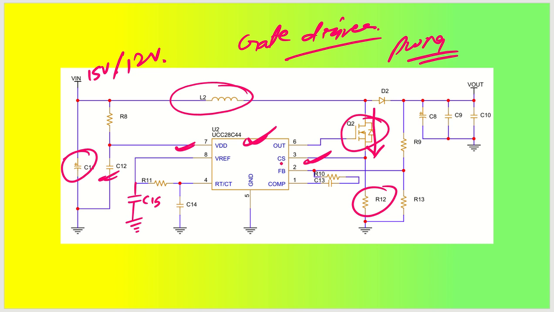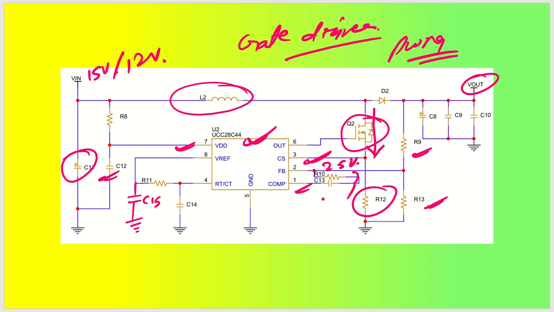For the output regulation, we have feedback resistors R9 and R13. This R9 and R13 voltage divider goes to the feedback pin, which feeds the error amplifier to regulate the output voltage, which will be around 2.5 volt. Now there is a compensation pin as well. This compensation pin gives the output of the error amplifier inside this UCC28C44 PWM controller, and this RC combination compensates it.